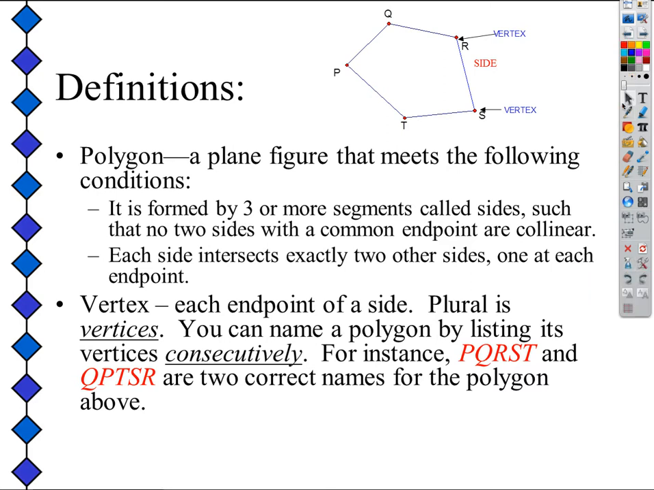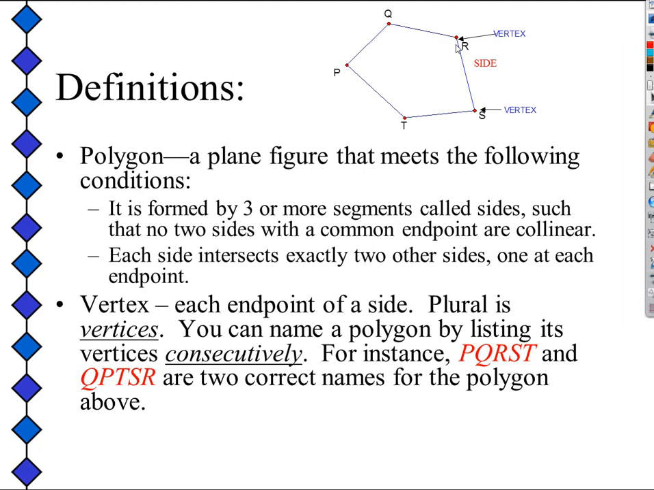What else? Each side intersects exactly 2 other sides, no more, no less. It has to intersect exactly 2. So if you look at each of these sides where they meet at a vertex, the vertex always connects to exactly 2 sides. Okay? We already know what a vertex is. We're talking about triangles. We know a vertex is where the sides meet. Plural is vertices. We know that too.